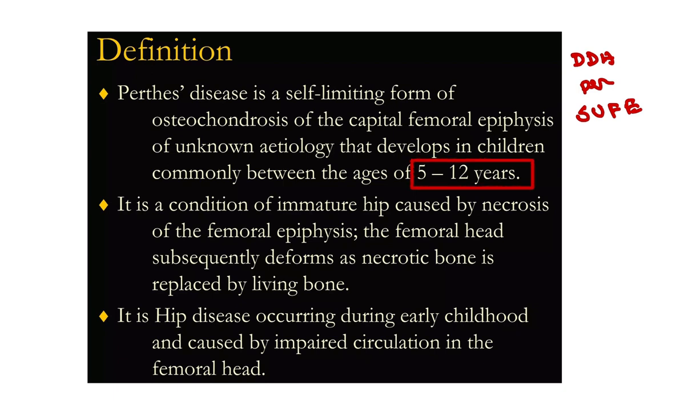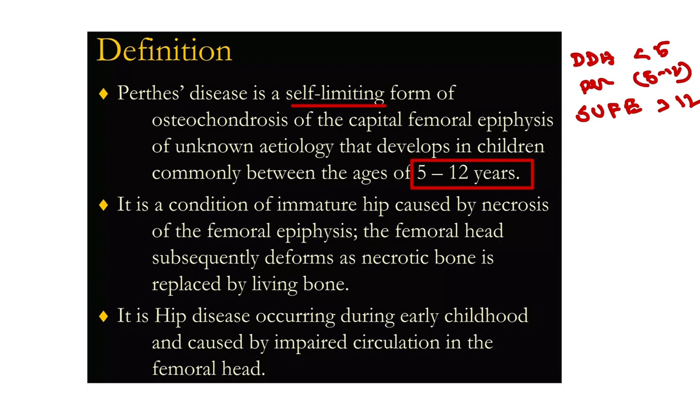Perthes disease is a self-limiting disease. That means the disease occurs and it repairs spontaneously, and it usually occurs between 5 to 15 years of age. DDH occurs usually at less than 5 years of age. Perthes disease 5 to 12, and SUFI more than 12 years. According to this age difference, it is very easy to remember and answer the question, because sometimes we forget the radiological or clinical finding, but if we can remember the age limit, then it will be very easy for us to answer the question.